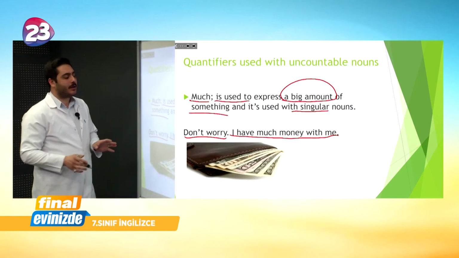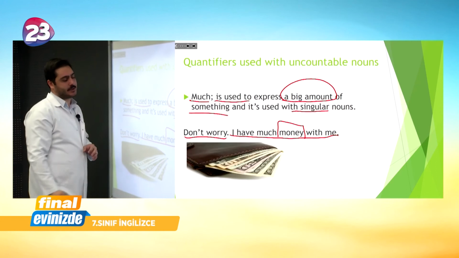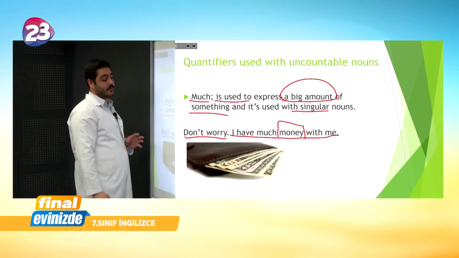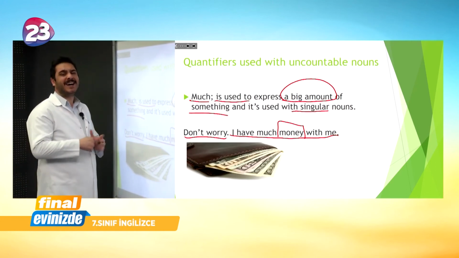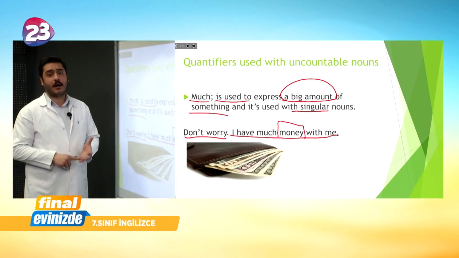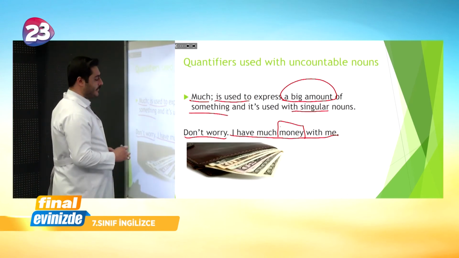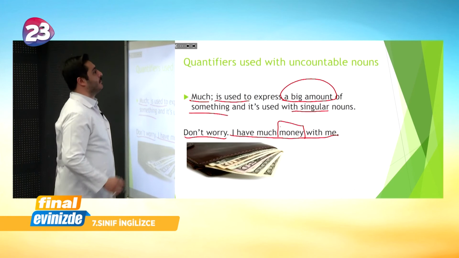Guys, money can't be counted. Money is uncountable. But you can count, for example, Turkish liras, dollars, euros. But money is uncountable. Don't worry, I have much money with me. Let's go on.